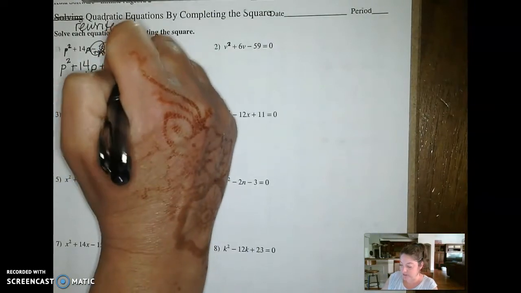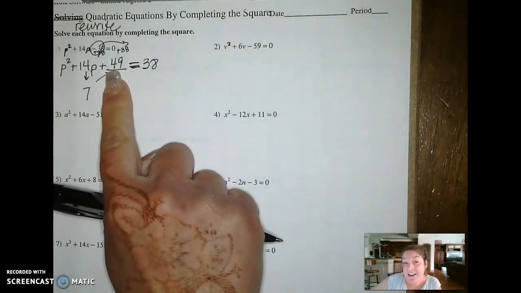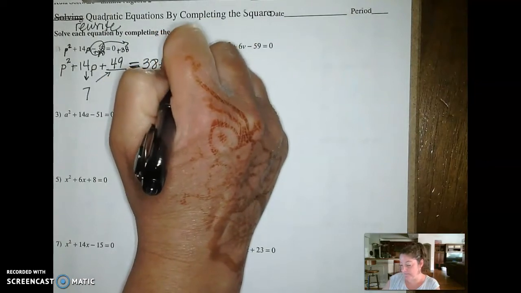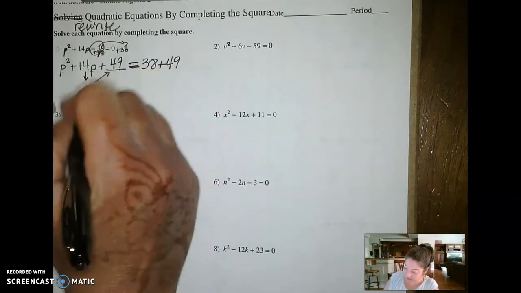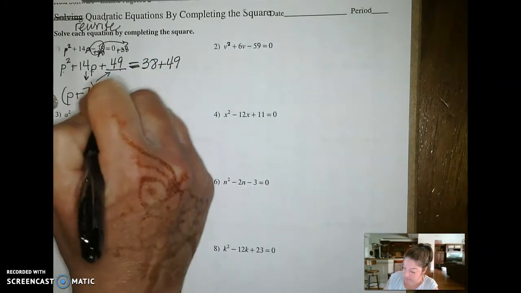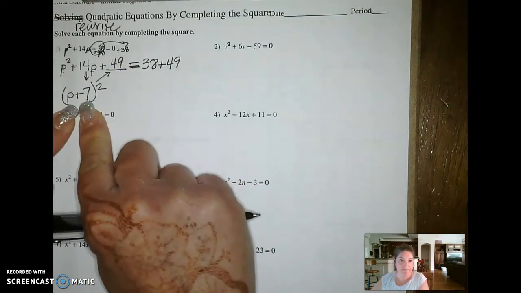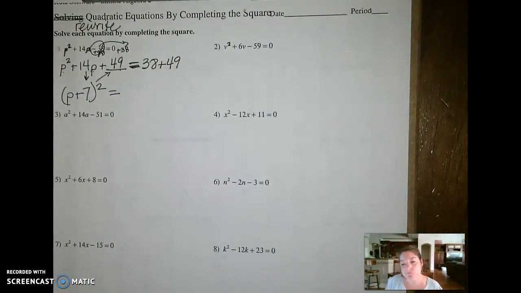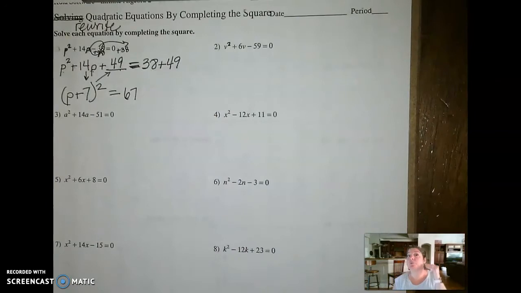7 squared is 49. And since we have this equal sign, if I added a 49 here, I'm going to have to add that 49 to this side as well. Okay? All right, p squared plus 14p plus 49 is going to become (p + 7) squared. Remember, this whole trinomial gets absorbed in here. Okay? And then what is 38 plus 49? What is that? 67, I believe. Okay, so we're almost done.